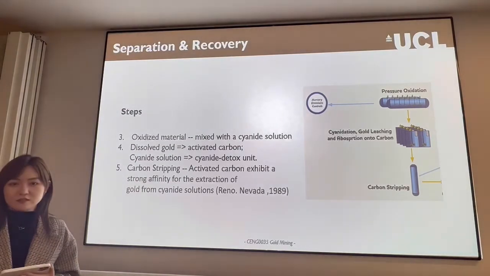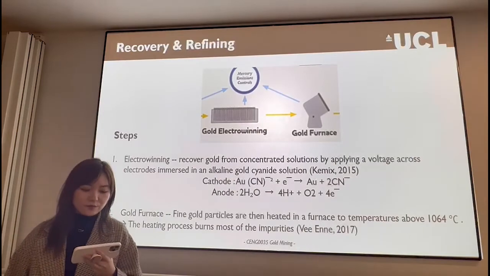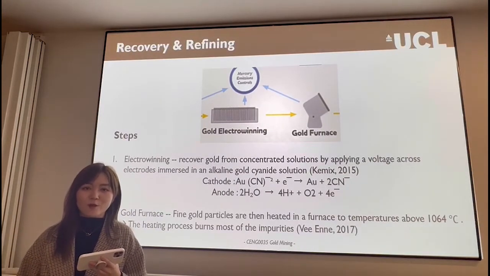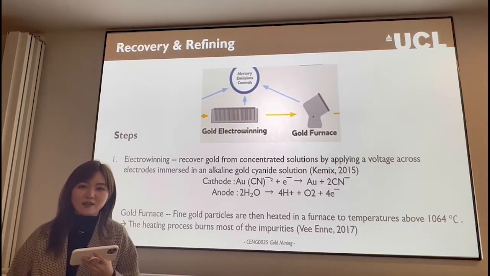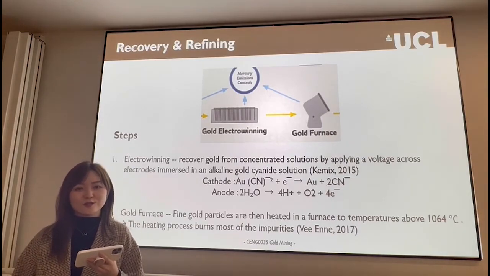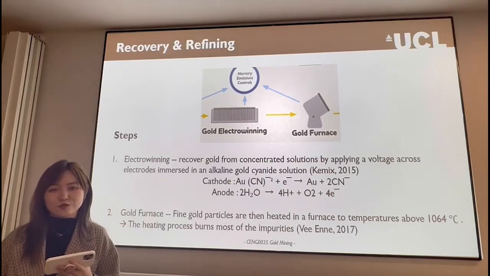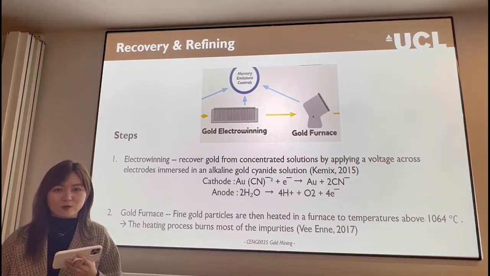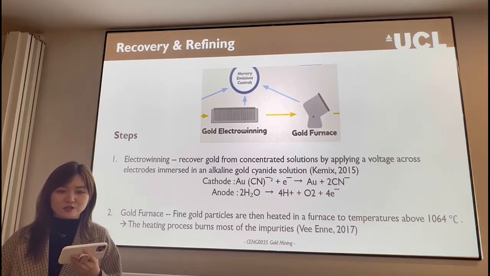Thank you, Meiyuan. The electrowinning process is a process that recovers the gold from concentrated solution by applying a voltage across the electrodes immersed in the concentrated solution. In cyanide solution, gold is present as a stable aurocyanide anion with a relatively high cathodic potential.